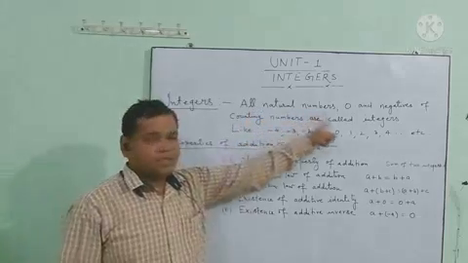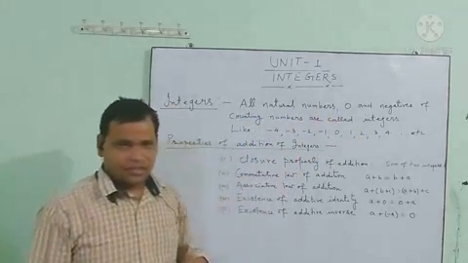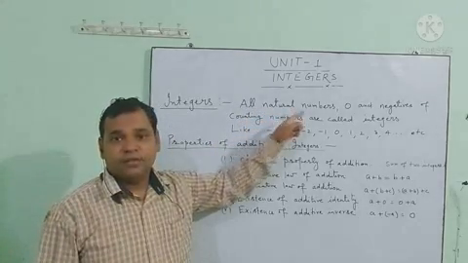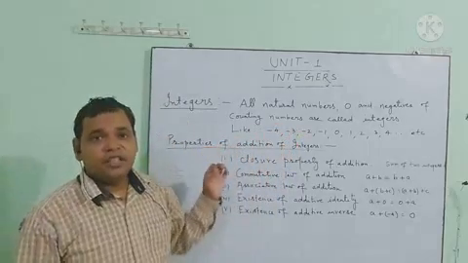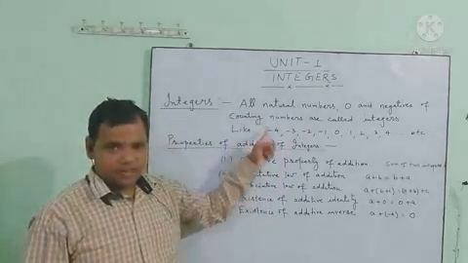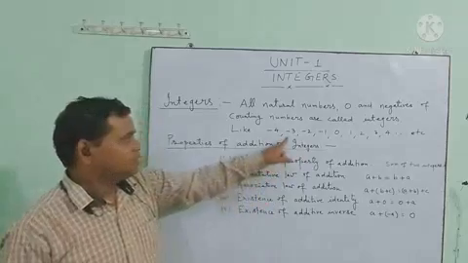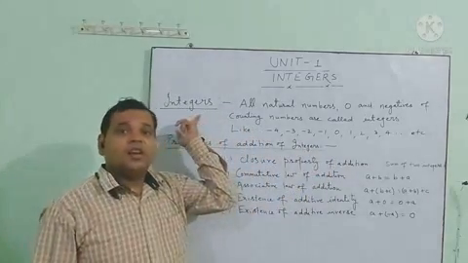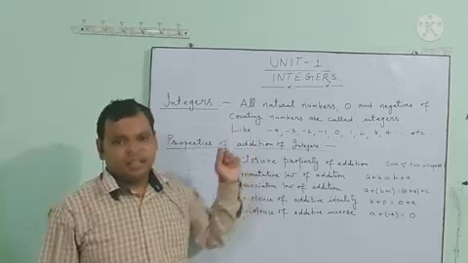All natural numbers, 0 and negatives of counting numbers are called integers. All natural numbers, you know, 1, 2, 3, 4, 5, etc. 0 and negatives of counting numbers means when we put a minus sign before the counting numbers, they are called negative numbers. Minus 4, minus 3, minus 2, these are negative counting numbers. These are called integers. So, what are integers? All natural numbers, 0 and negatives of counting numbers are called integers.